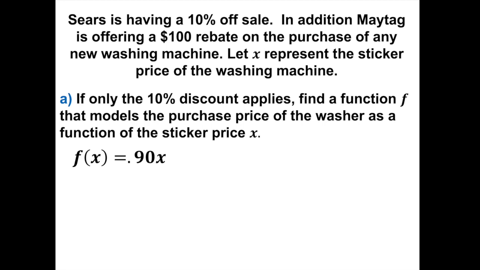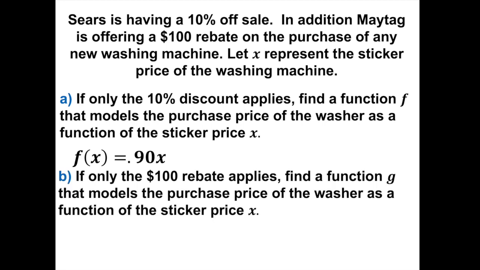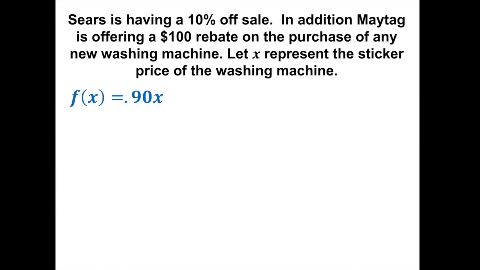F of X. Now, if we got a $100 rebate, this is going to be G of X. So if my original price was X and I got a $100 rebate, that would be X minus $100. Okay. So X minus 100. Great. Well, then you come up to the salesperson and the salesperson says, okay, great. You've got these two.